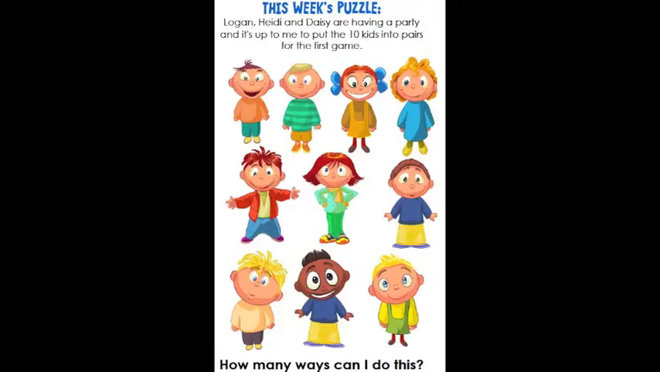This week's puzzle. Logan, Heidi and Daisy are having a party, and it's up to me to put the 10 kids into pairs for the first game. How many ways can I do this? How many different ways can I pair them off?